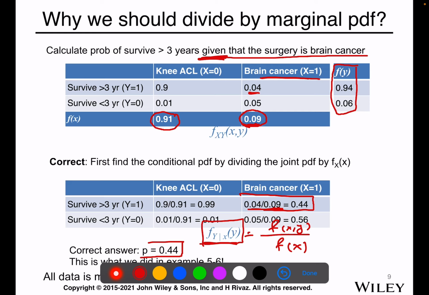And looking back at the numbers, it makes sense, right? If our answer was 4%, when we look at these numbers, 4% is a very low chance that somebody survives a brain cancer surgery after more than 3 years. We see that when we normalize by the marginal probability of x, we get much higher chances, like 44%. There's a 44% chance of surviving more than 3 years and 56% chance of surviving less than 3 years. So these two numbers are the conditional probabilities here.